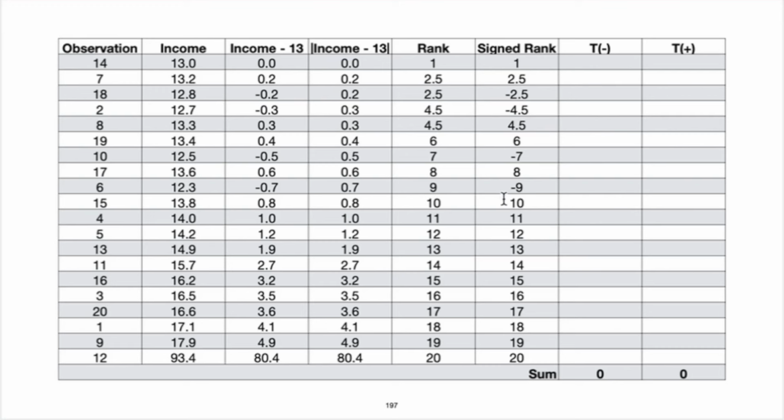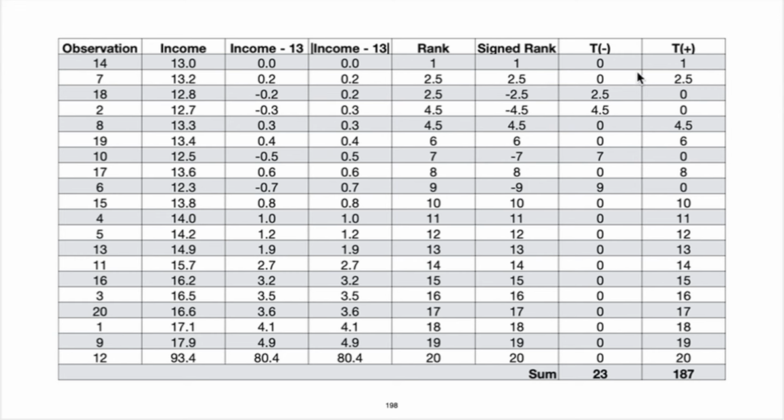Once we've identified the positive and the negative ranks, what I'm doing is just transferring them over into these two columns. It's just an easier computational way to calculate T minus and T plus in this spreadsheet. So I've got a little bit of conditional logic here in these cells. If the value is negative, then I put its positive value here, and if the signed rank is positive, then it just gets that value in this last column. And then we calculate the column total for each of these columns. And so what this tells us is that T minus, the sum of the negative ranks, is 23, and T plus, the sum of the positive ranks, is 187.